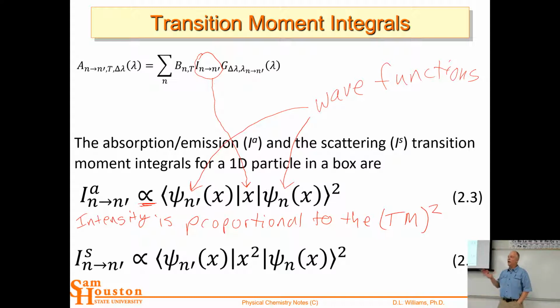So if I can calculate that transition moment integral and I get 0, I know there's no intensity there. We call that a forbidden transition. And if I calculate that transition moment integral and I get a big result, then that's a strong peak. If I calculate the transition integral and I get a small number, that's a weak peak. So you have some peaks that are small, some that are really big, and some that have 0 intensity.